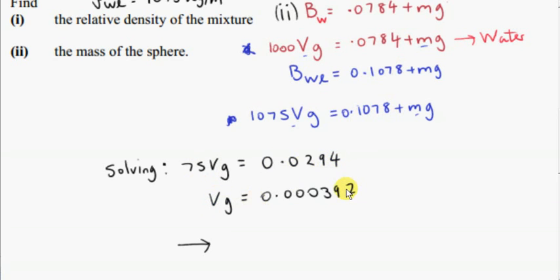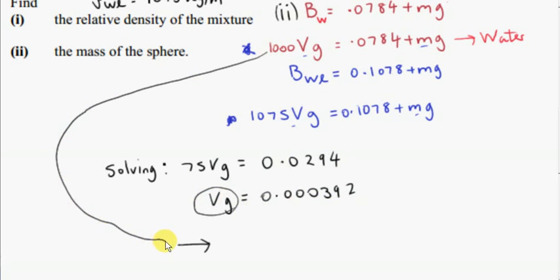Now, I divided across by 75 just to get Vg. I didn't bother getting V, the volume of the sphere. We don't need that. Now you can take this value for Vg and plug it into one of these two equations. I've plugged it into the top equation.